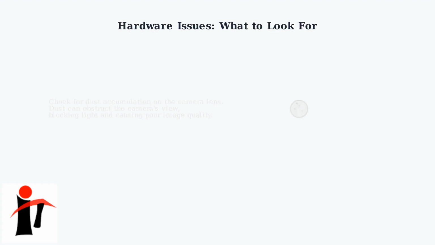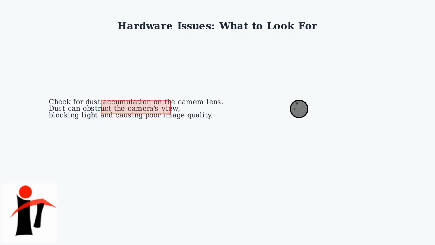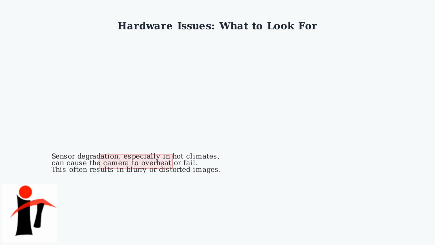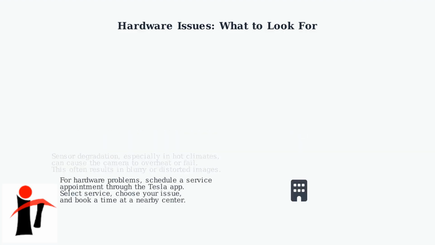If software and settings aren't the problem, hardware could be the cause. Check for dust accumulation on the camera lens. Dust can obstruct the camera's view, blocking light and causing poor image quality.